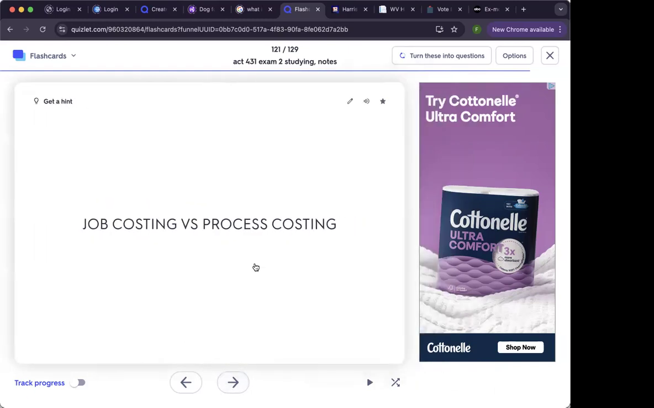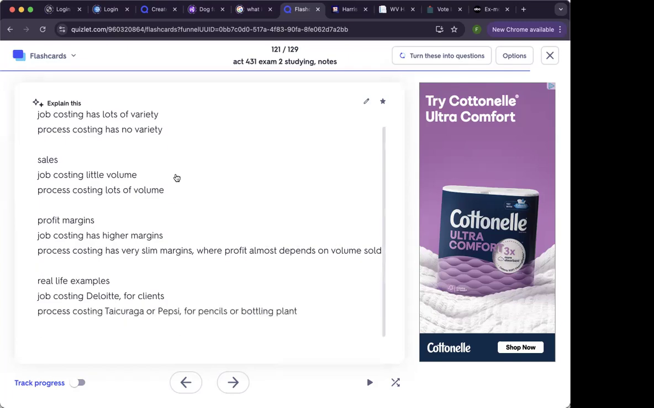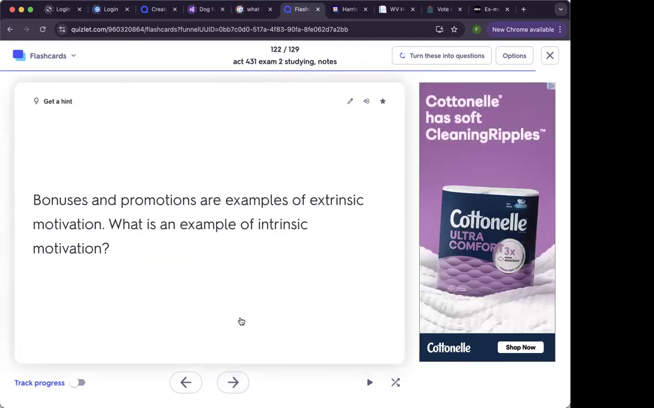Job costing versus process costing. Variety: job costing has lots of variety, process costing has no variety. Sales: job costing, little sales volume; process costing, lots and lots of sales volume. Profit margins: job costing has higher margins; process costing has very slim profit margins where profit almost depends on the volume of units sold. Real life examples: job costing, Deloitte; process costing, Tigeraga or Pepsi, for pencils or a bottling plant.